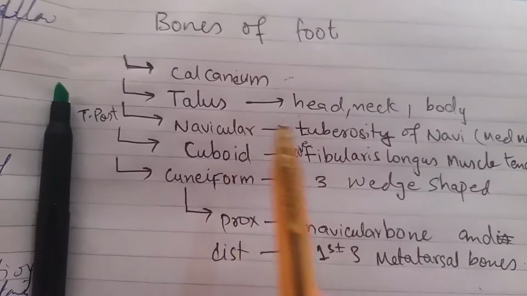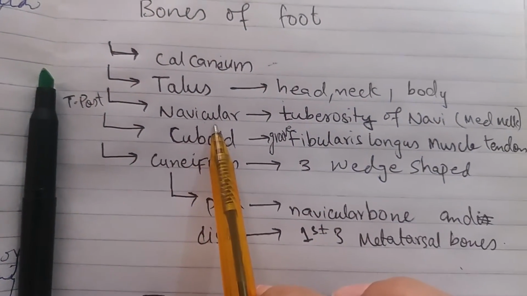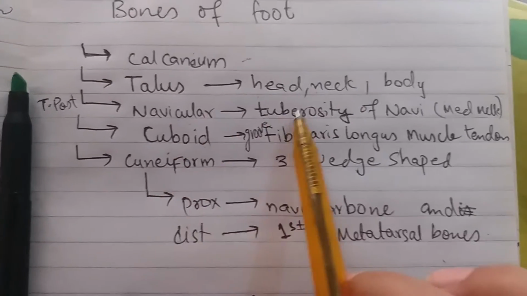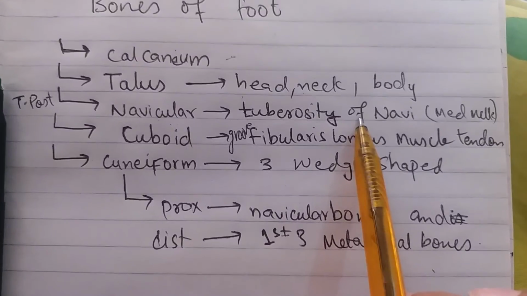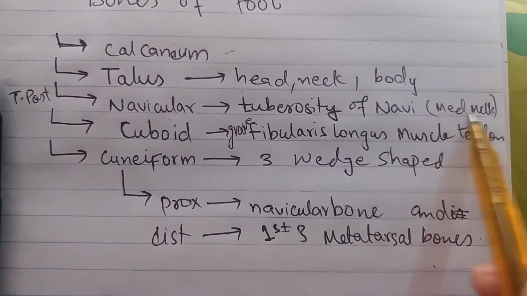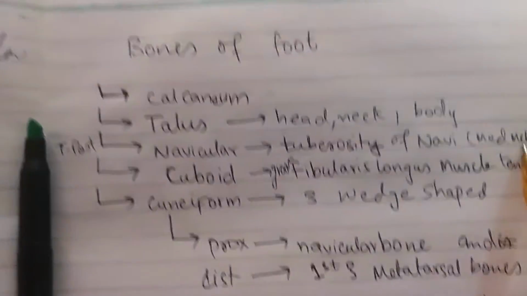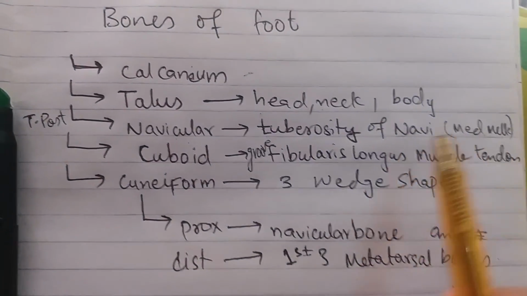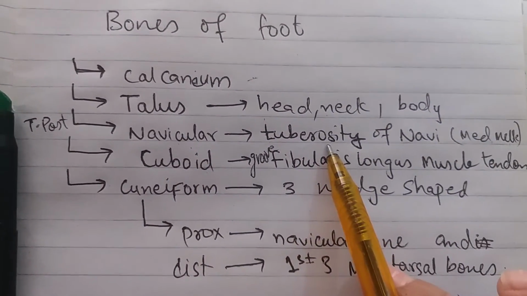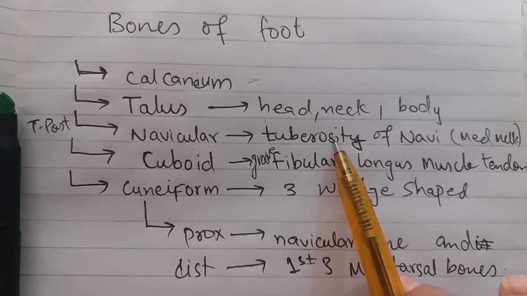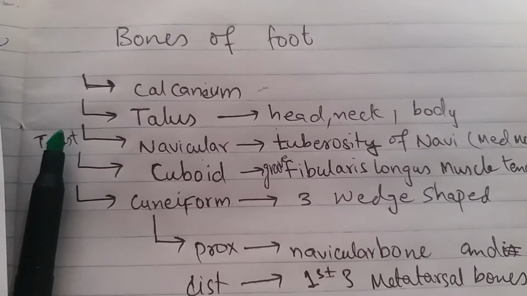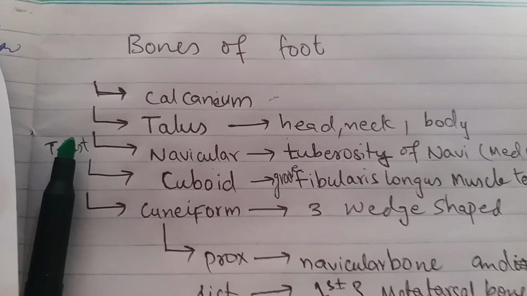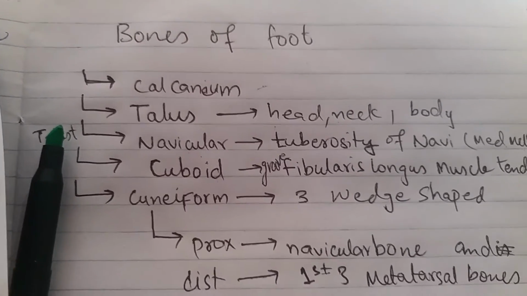And then after talus there is navicular. The navicular bone has the tuberosity of the navicular. I mean, it has a tuberosity in front of the medial malleolus. And this tuberosity has the attachment of tibialis posterior tendon. And then there is cuboid bone.